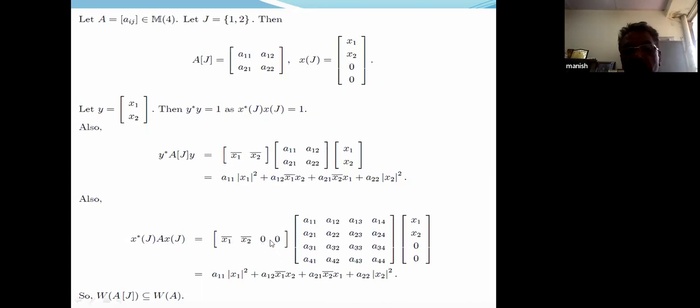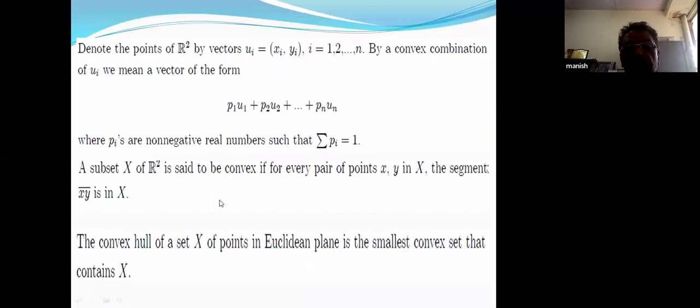So these zeros are making these columns and rows not contribute to this sum. That is why the numerical range of every principal submatrix is contained in the numerical range of A.